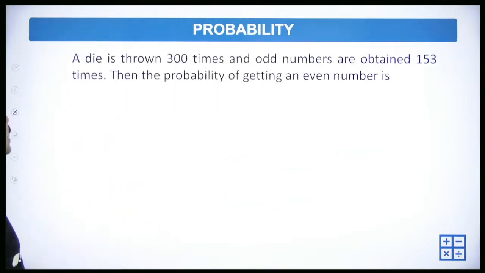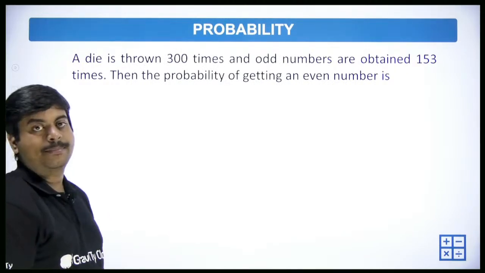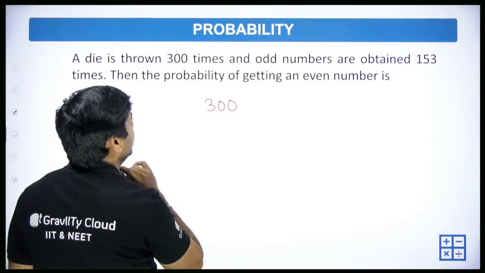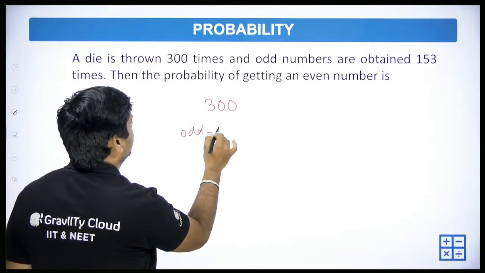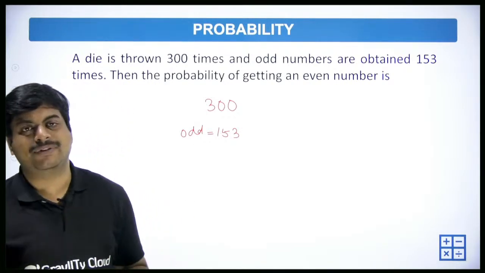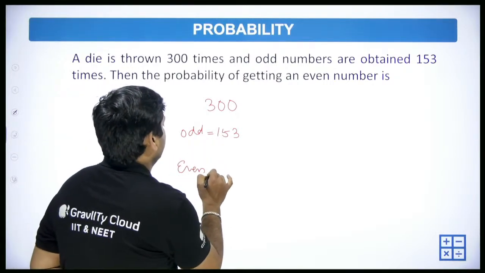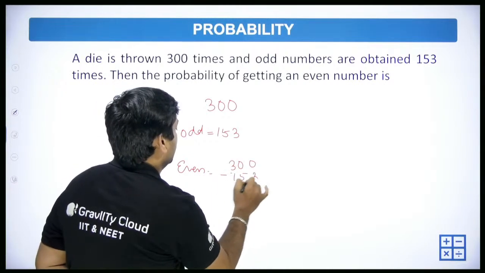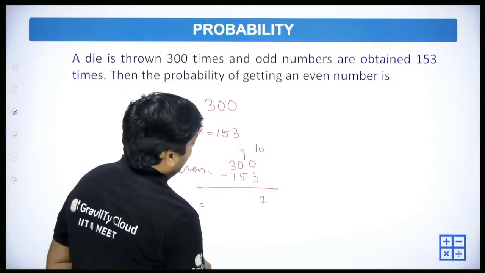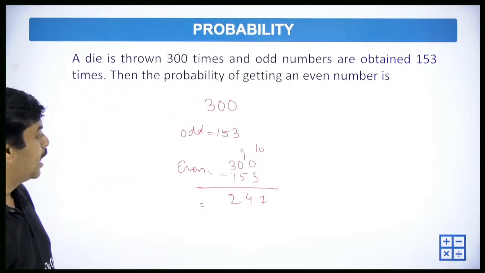Okay, so moving ahead. A die is thrown 300 times and odd numbers are obtained 153 times. Then find the probability of getting an even number. Either we get an odd number or an even number, there is no other possibility. So definitely, if odd numbers are 153, even numbers will be 300 minus 153, which is 147. 153 and 147 will give you 300.